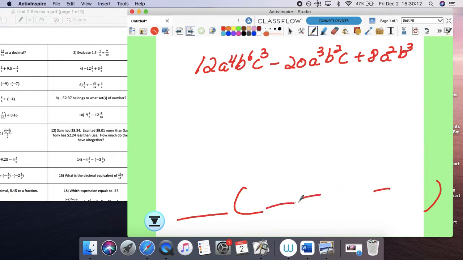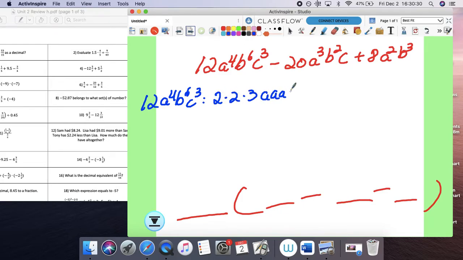Factoring: greatest common factor. Right? So what would I have? Let's do this the long way. 12a^4b^6c^3 as a product of its prime factors: 12 is the same thing as 2 times 2 times 3. 4 a's: 1, 2, 3, 4. 6 b's: 1, 2, 3, 4, 5, 6. And 3 c's: 1, 2, 3.